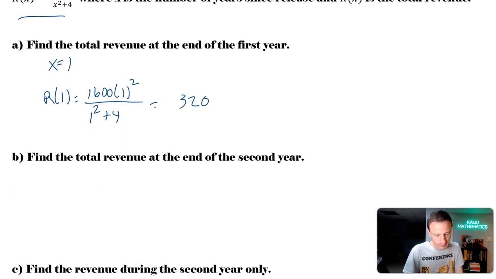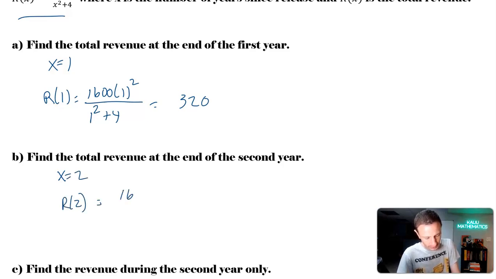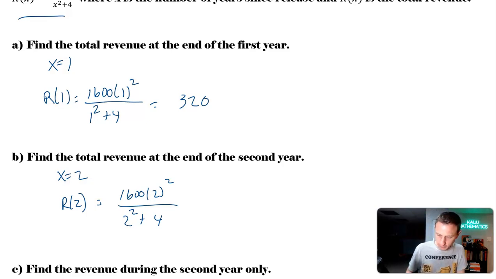Part B, find the total revenue at the end of the second year. So that's going to be x equal to 2. So we're going to do r of 2. So 1600 2 squared over 2 squared plus 4. So I'll just go to my calculator here. 1600 times 2 squared divided by 2 squared is 4. 4 plus 4 is 8, so divide by 8, which is 800.